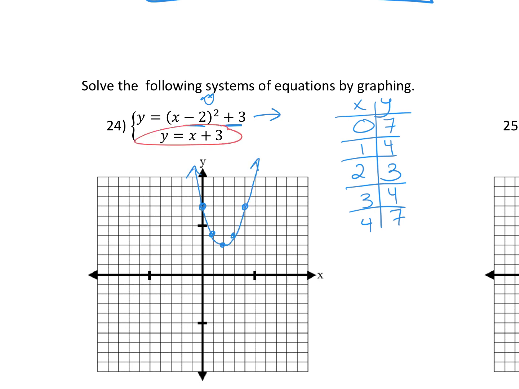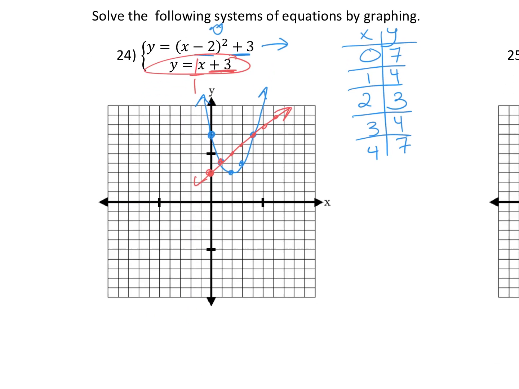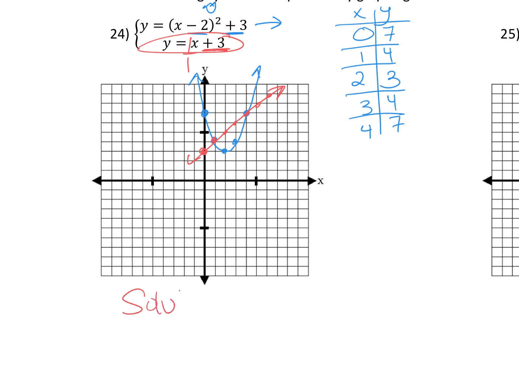Now I'm going to graph my line starting at a y value of 3 and then having a slope of 1 over 1. So up 1, right 1. So my solutions would be here and here. So that's (1, 4) and (4, 7).